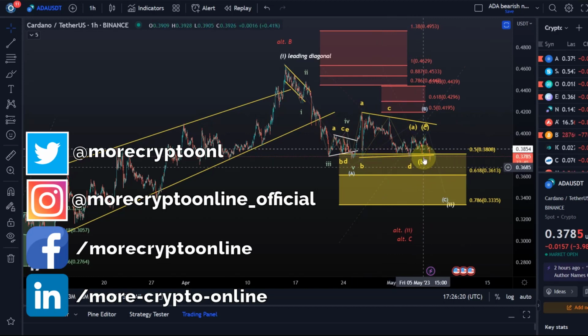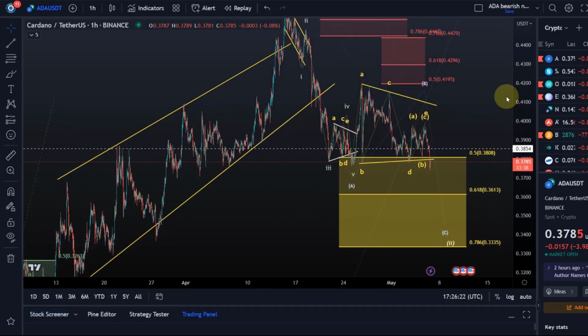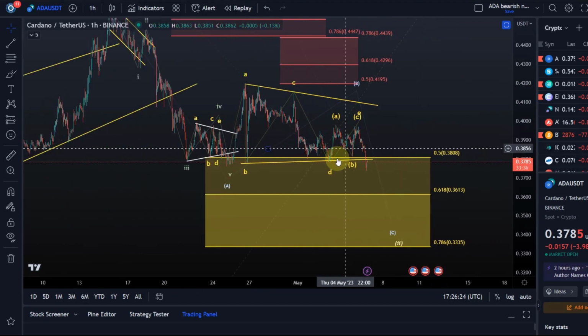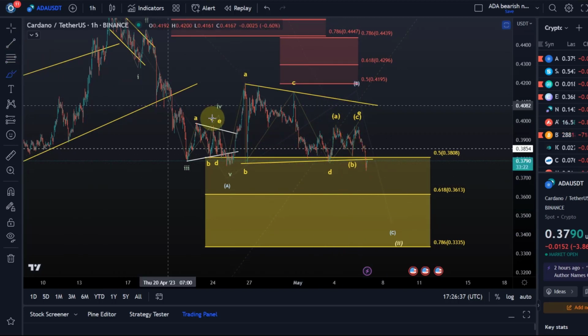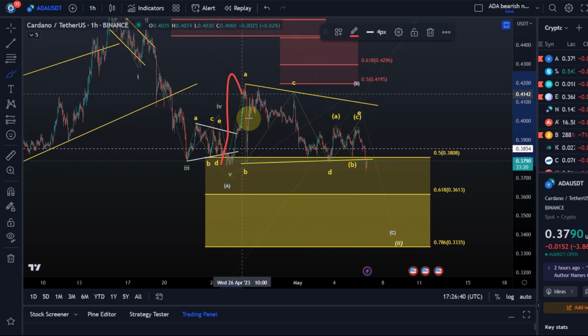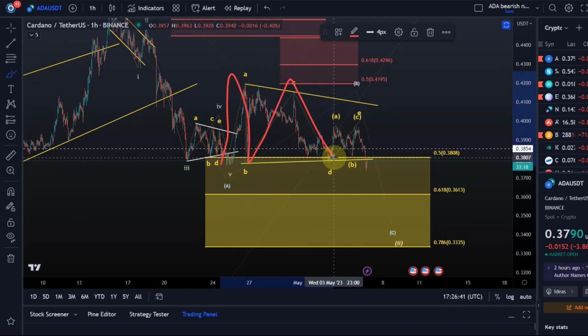We explored in the previous video the potential, and actually the high probability, that an ABC structure could be finished here of the triangle, and we now finally have the situation that this triangle broke to the downside. So the scenario is fulfilled here. The primary scenario suggested that ADA was in an Elliott wave triangle A, B, C, D, E.